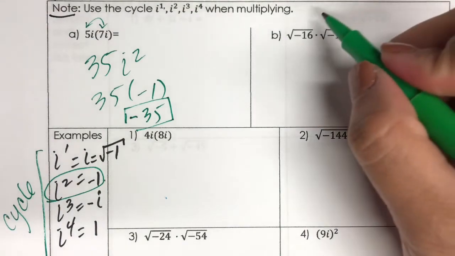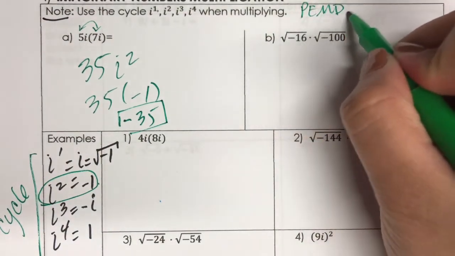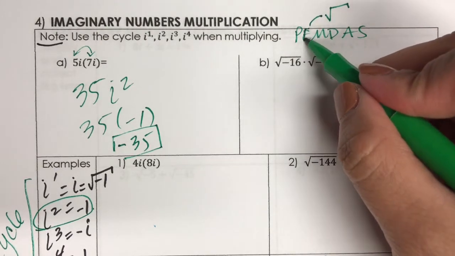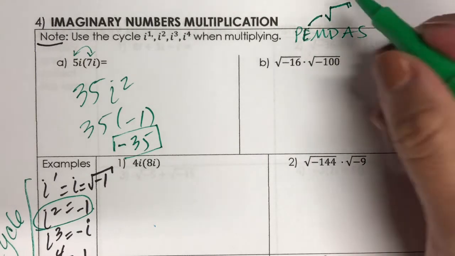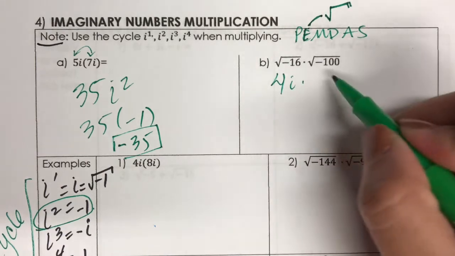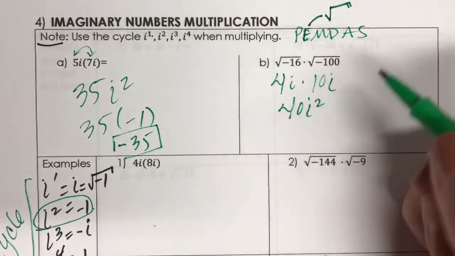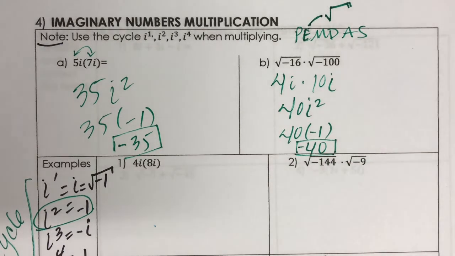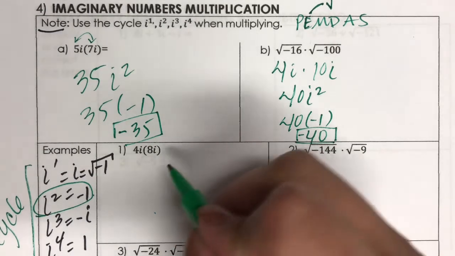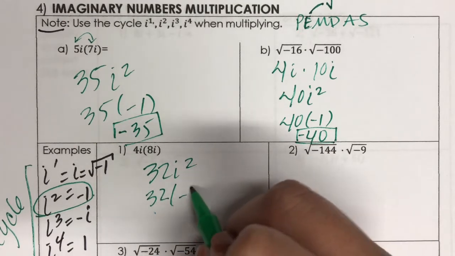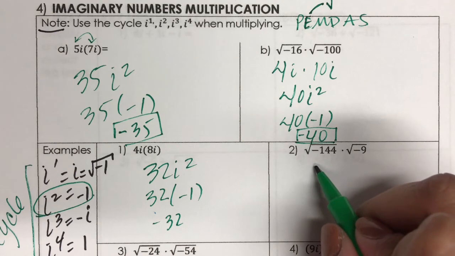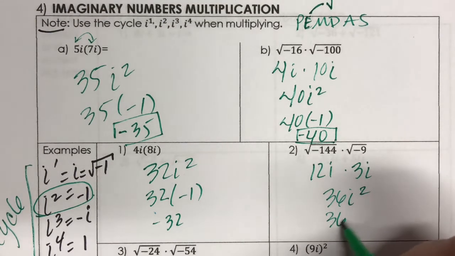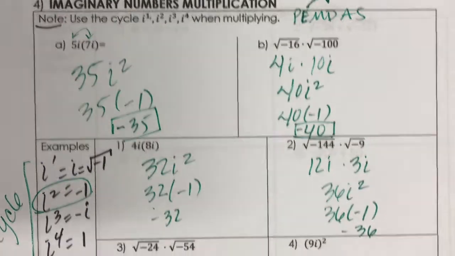You have B. We're going to look at PEMDAS. You realize that an exponent also includes a square root. So an exponent is also a square root. 4i times 10i, 40i squared. 40 times negative 1, negative 40. Thirty-two i squared, thirty-two times negative one, negative 32. Then 3i times 12i, thirty-six i squared, thirty-six times negative one, negative thirty-six.